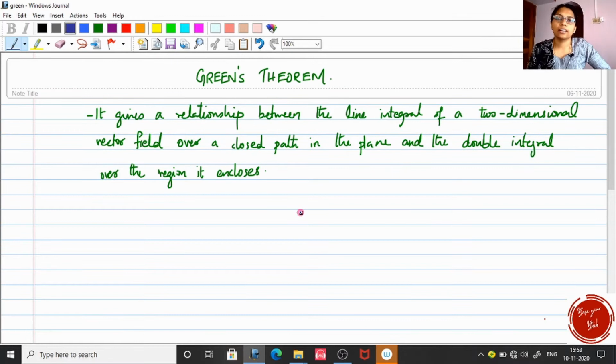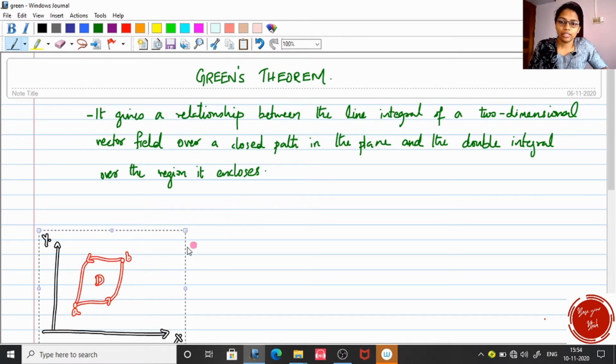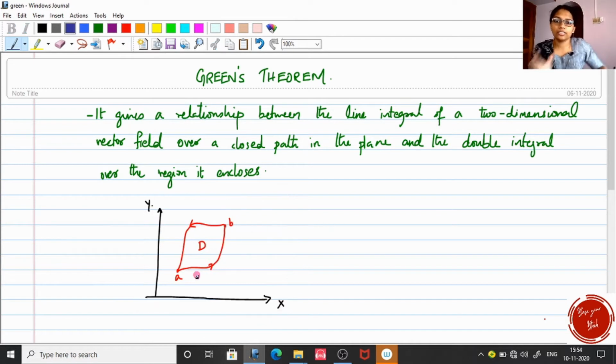So here is the theorem. It gives a relationship between the line integral of a two-dimensional vector field over a closed path in the plane and the double integral over that region it encloses. I will give you a graphical meaning. Here is one xy coordinate system and I have marked a region enclosed by the boundary A to B and B to A. I have put the arrow starting from A to B, then B back to A, which means I have a counterclockwise enclosure of this region D.